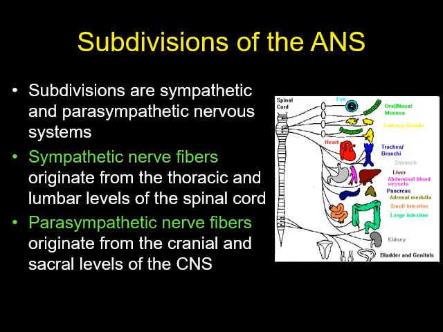Now, we will not focus on the enteric nervous system, but rather going forward in this lecture focus on the sympathetic and parasympathetic nervous systems. The sympathetic nerve fibers originate from the thoracic and lumbar levels of the spinal cord, so basically the chest and lower back regions, whereas the parasympathetic nerve fibers originate up high from the cranial region in the skull, as well as the lowest level, the sacrum of the spinal cord.